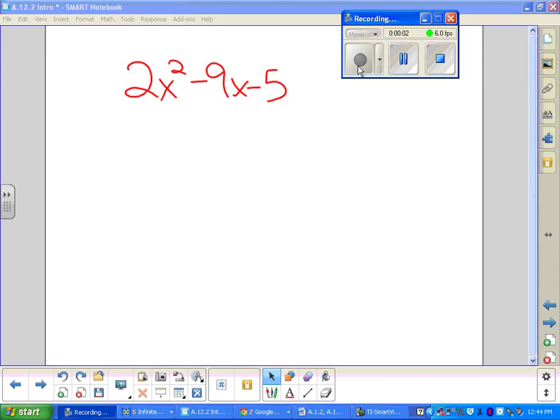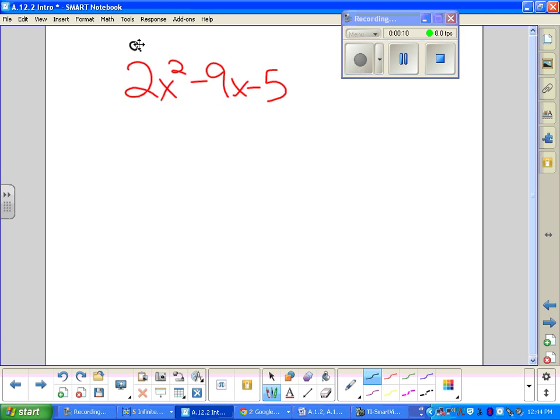Alright, this is example number 11, being asked to factor 2x squared minus 9x minus 5. These are a little different because now your leading coefficient, or what they call the value of a, is greater than 1. Step number 1 is still the same. Multiply a and c. A times c is negative 10 because 2 times 5 is negative 10.